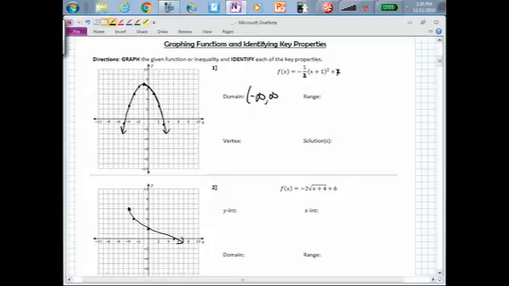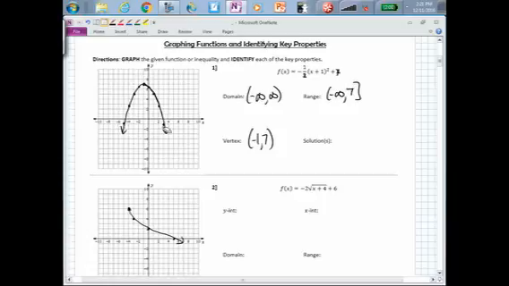So domain negative infinity to infinity, range smallest value is down to negative infinity, and it stops at 7 being the highest value. Vertex, -1, 7. Solutions are where it crosses the x-axis. We can see that it crosses between -5 and -4, and then over here between 2 and 3.